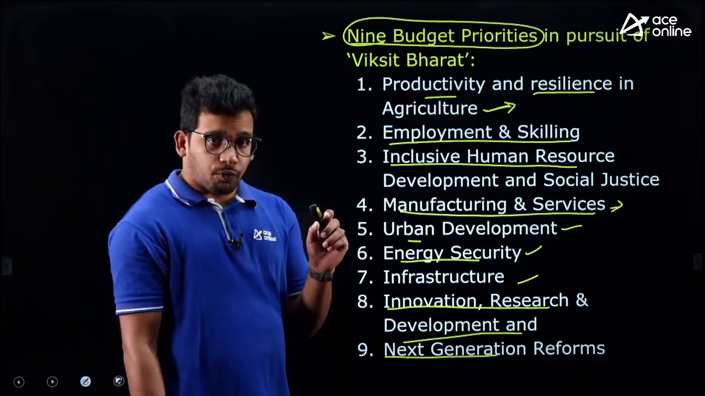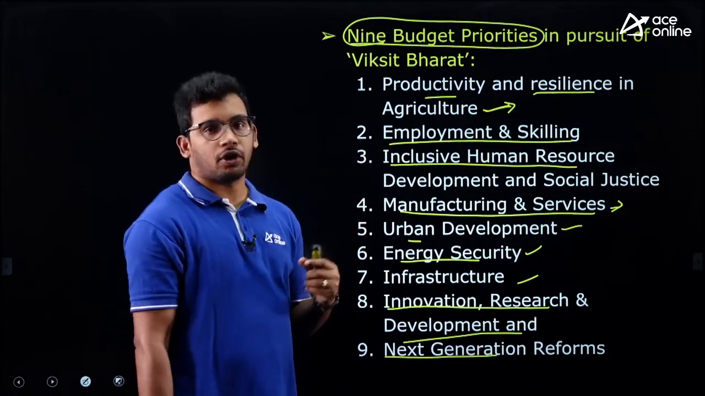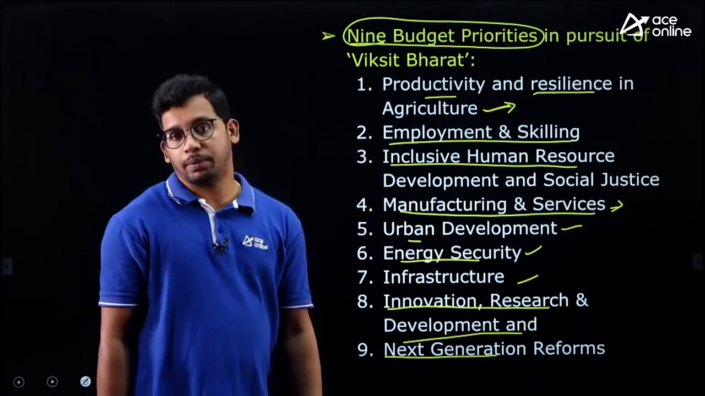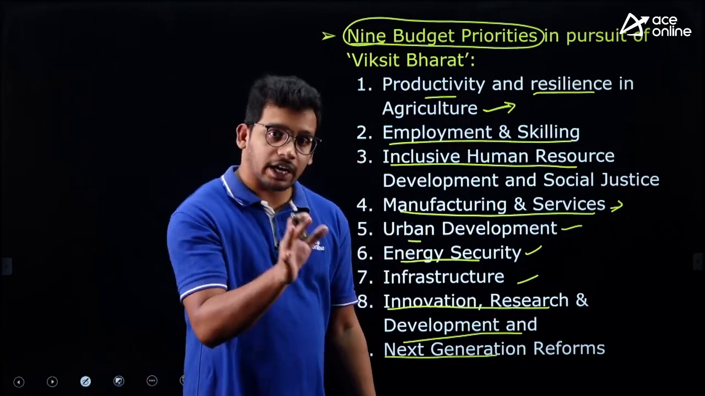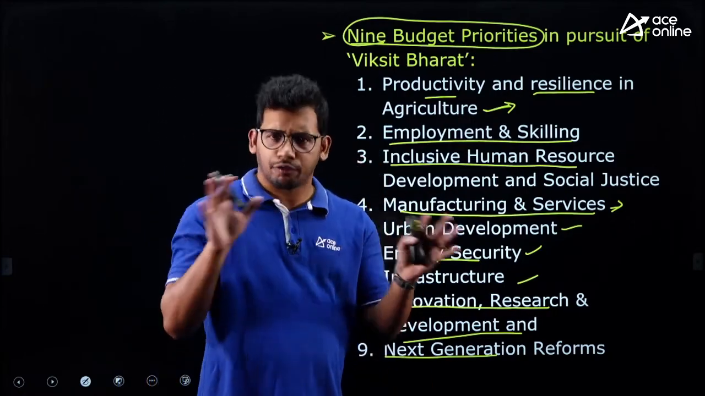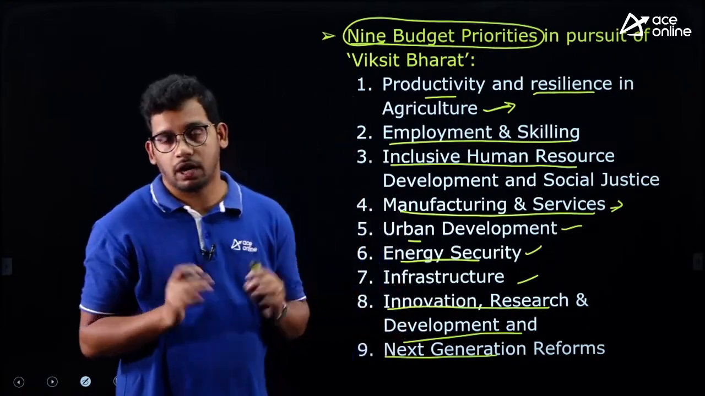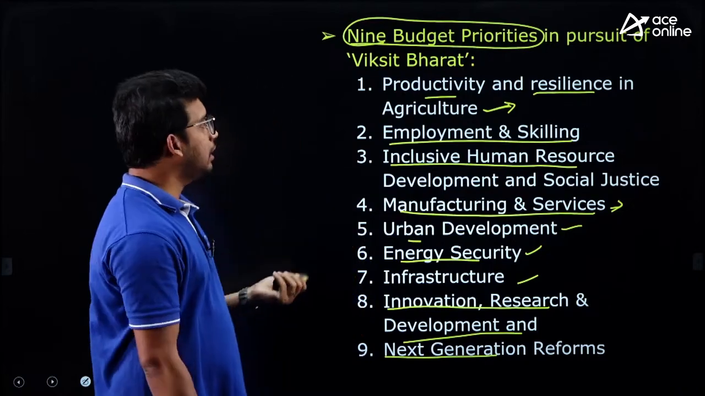Now let us take one by one. We will take the first priority, then we will discuss the second priority, then the third priority, fourth priority. So we will discuss all the 9 priorities, and under each priority, government has allocated certain funds, and there are a lot of other initiatives. There are old initiatives also for which government has allocated funds. So all these things we will take one by one, fine.